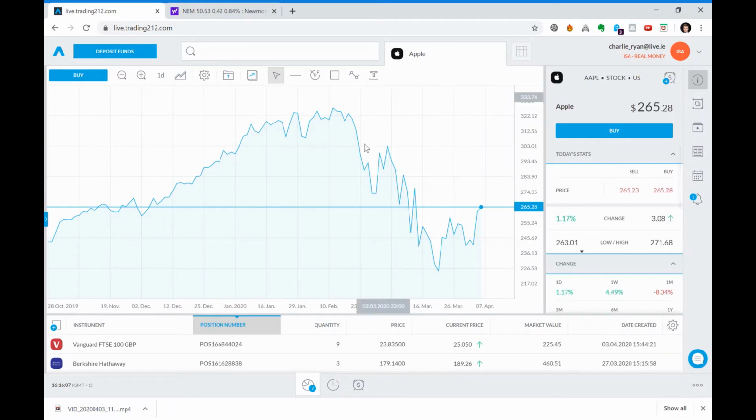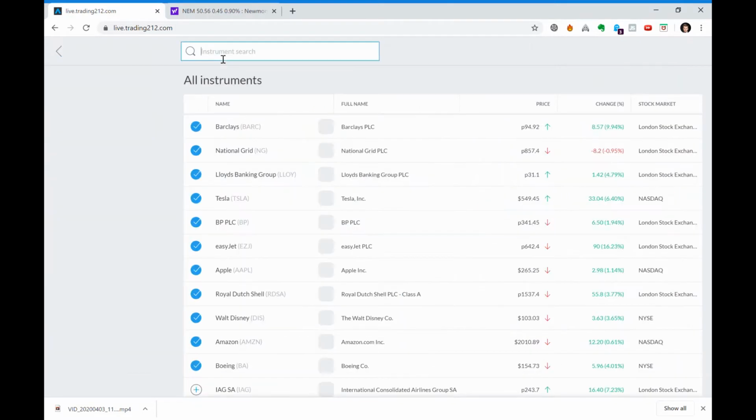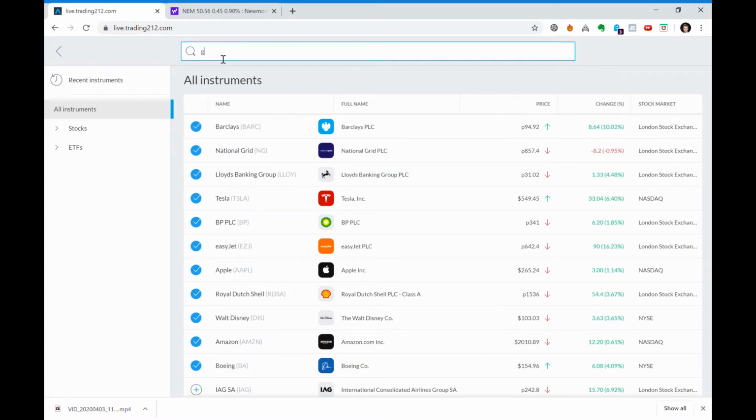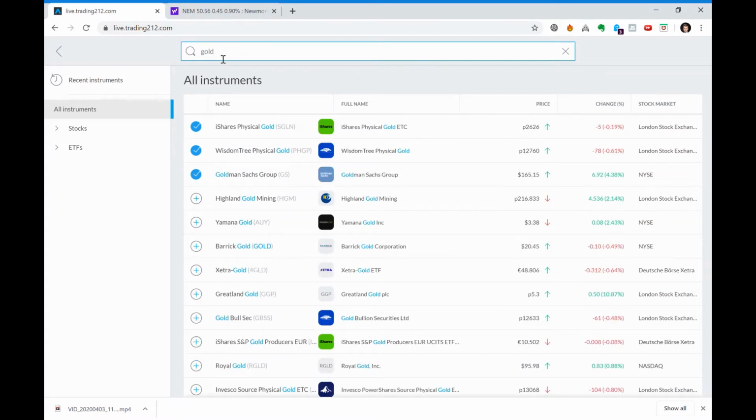So to invest in gold on the platform, what we do is we go up to the search bar here and we type in gold. There are two primary ways that you can invest in gold. The first way is to invest in what's called a gold ETF. An ETF is an exchange traded fund, so that means it's a fund that trades on a stock market. Cash is pooled into this fund by investors, and then that cash is used to go and buy physical gold.